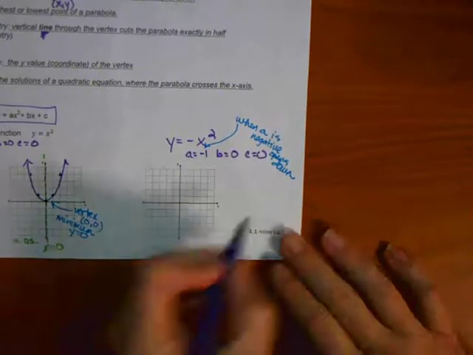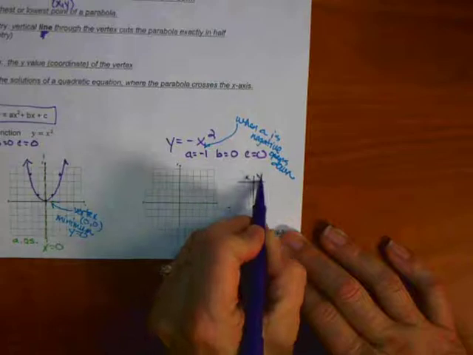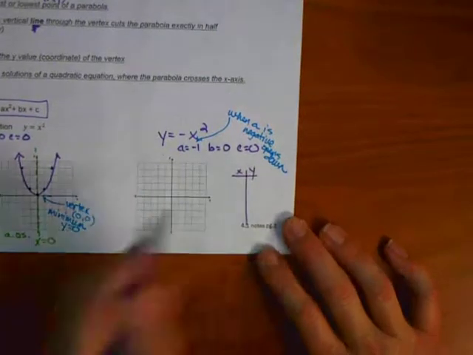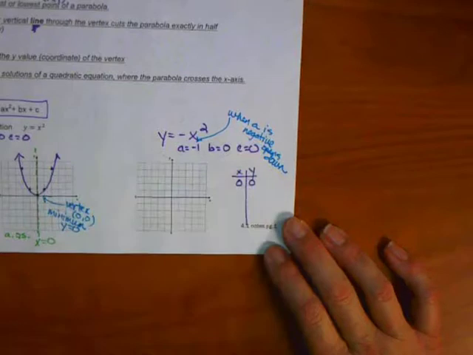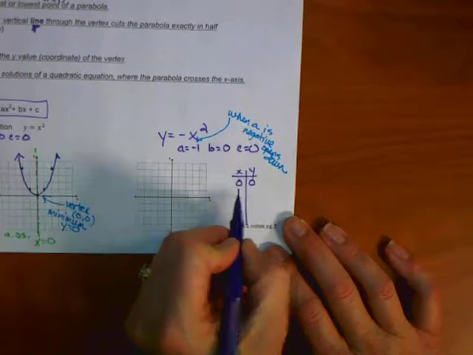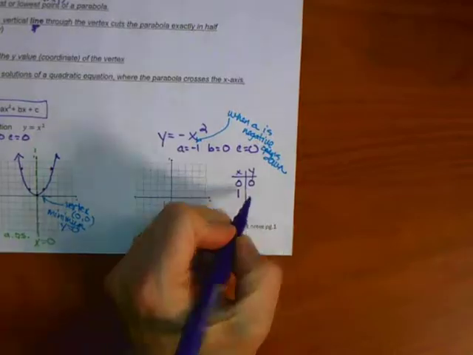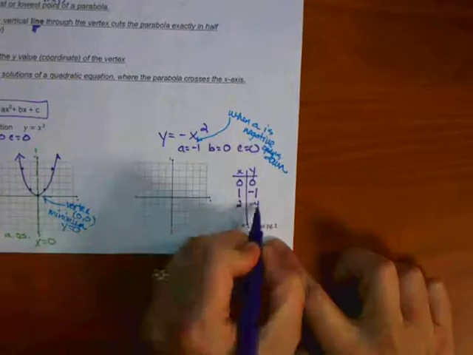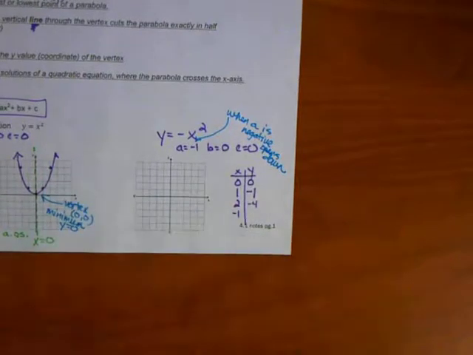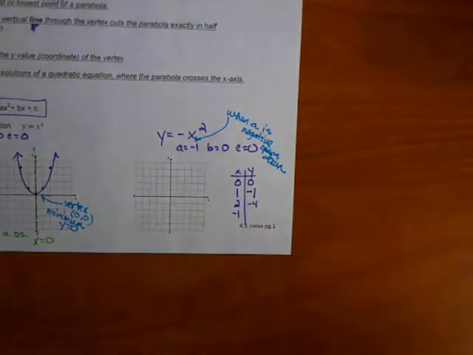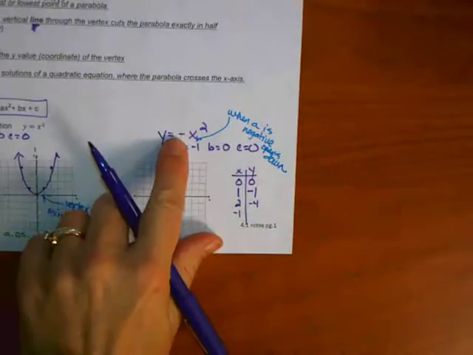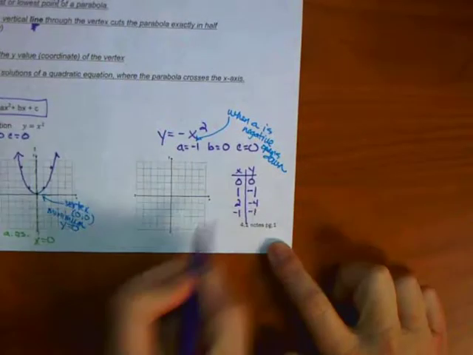If I make a table, which you don't have to do every time, let's see what happens. Obviously, if x is 0, y is 0. Careful. What if x is 1? Why would it be negative 1? Correct. You square 1 and you make it negative. What if x is 2? What if x is negative 1? It's still negative 1. Because it's negative 1 times negative 1, which is positive 1, and then this negative out here is going to make it negative. Same with this.